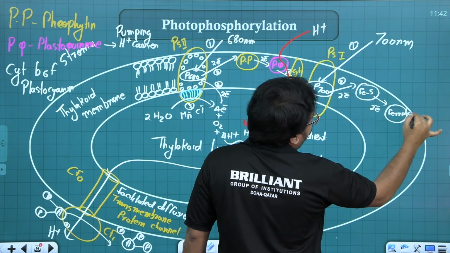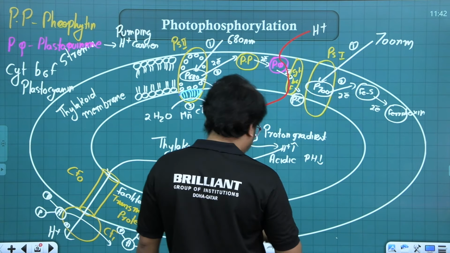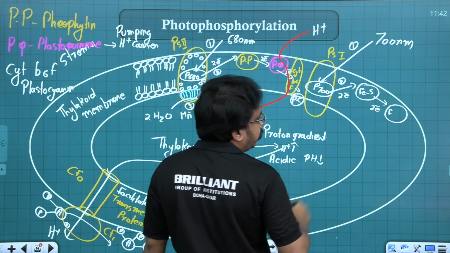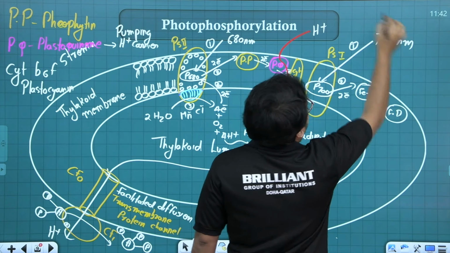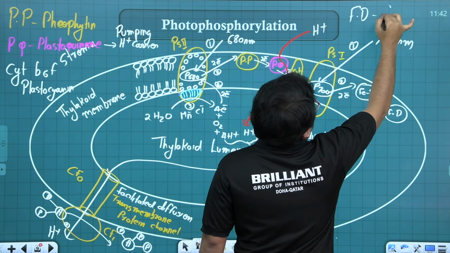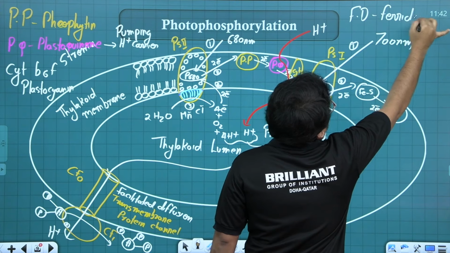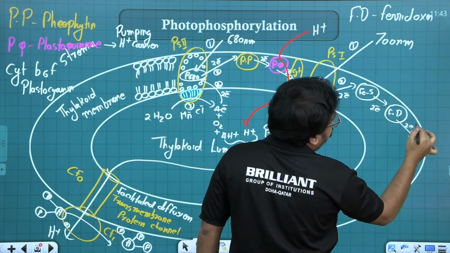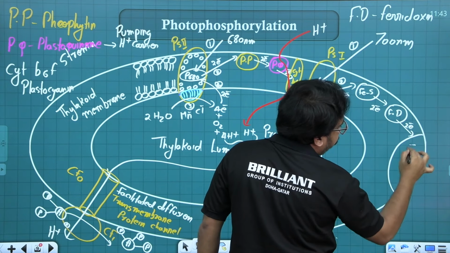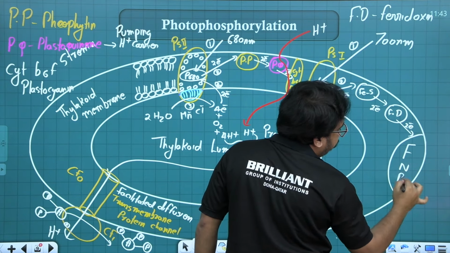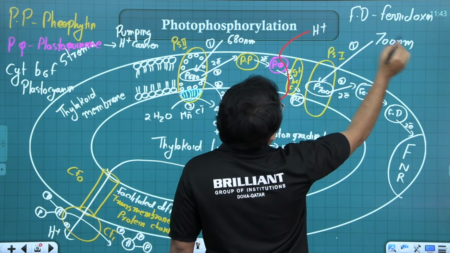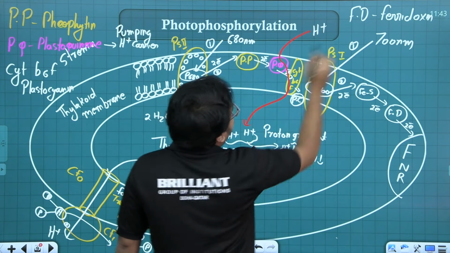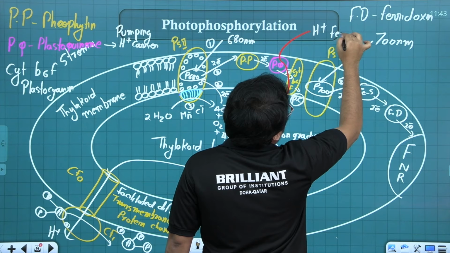All these are electron carriers only, ferredoxin. Let me write it as FD, that represents ferredoxin. Then from the ferredoxin you can see the 2 electrons are going to one enzyme, ferredoxin NADP reductase. So FNR stands for ferredoxin NADP reductase.